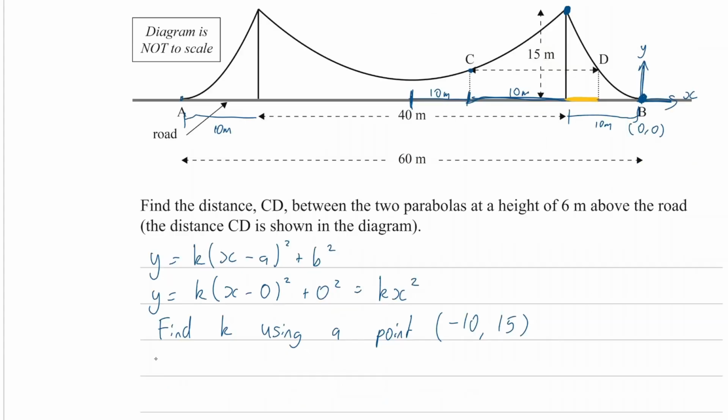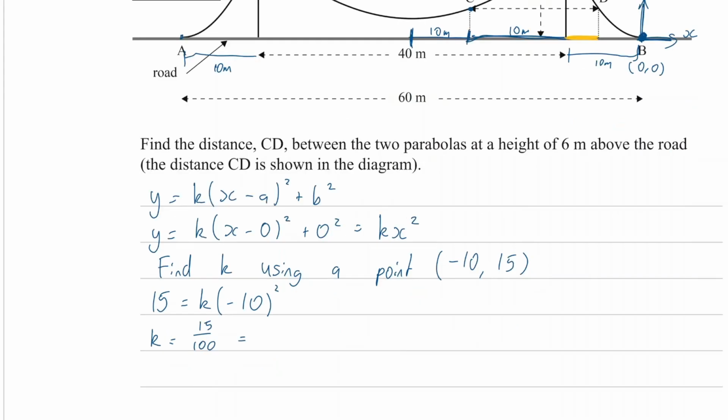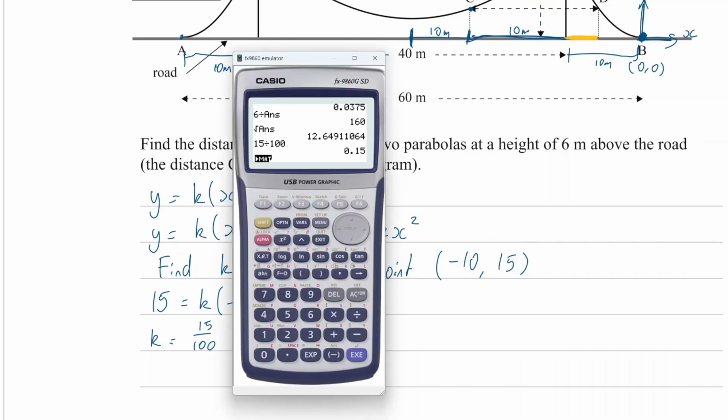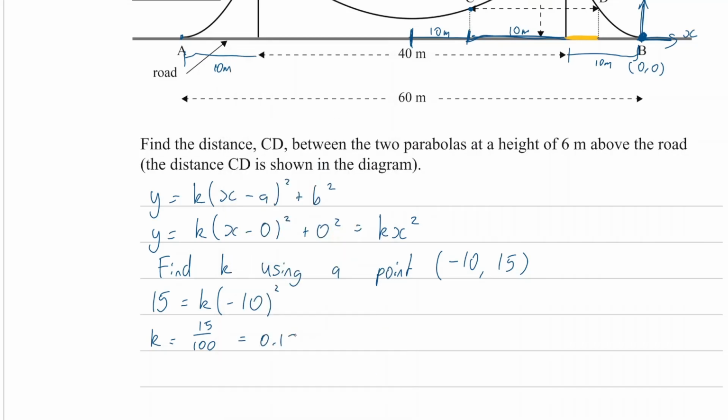So substituting in y for 15 and negative 10 for x, we get k is equal to 15 divided by negative 10 squared, which is 100. Which is, as a decimal, I should have done that in my head, 0.15. Yep, there we go. So therefore, y is equal to 0.15 x squared. Right, that's the model for this parabola on the side here.